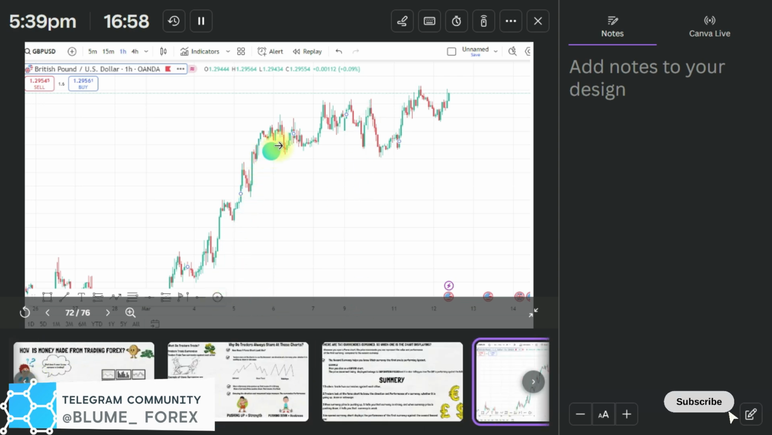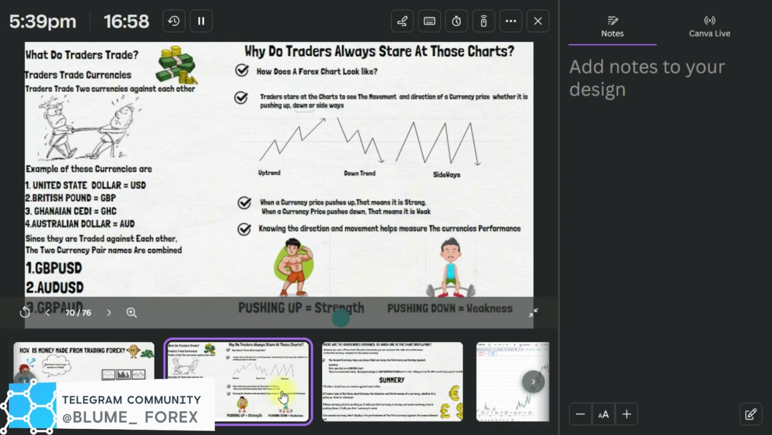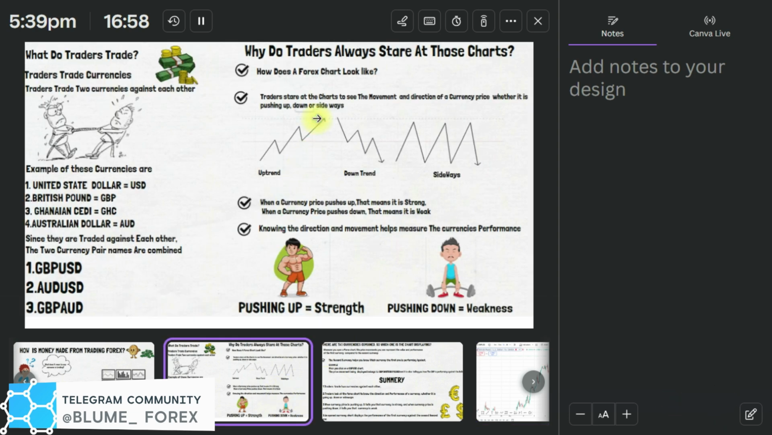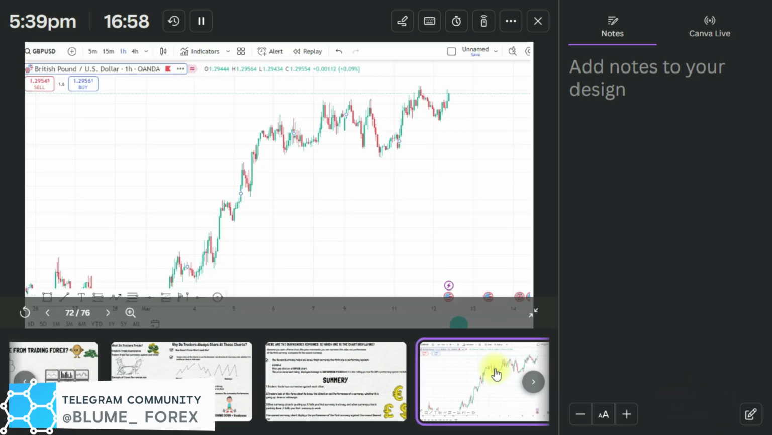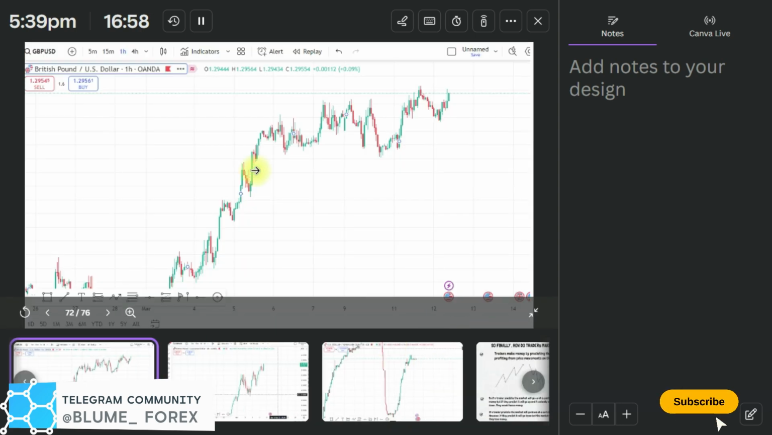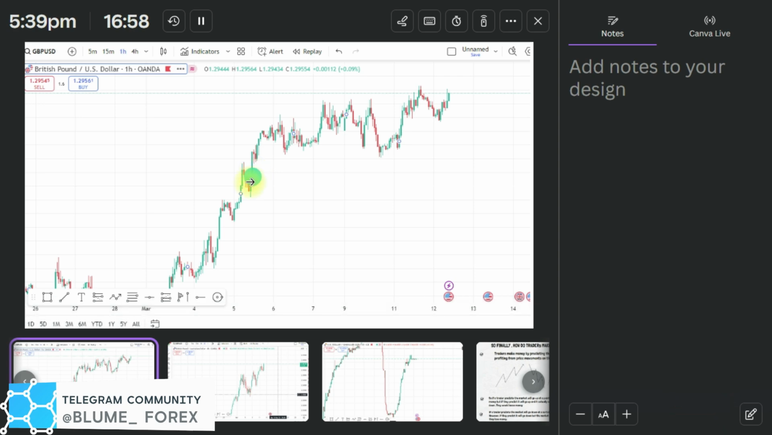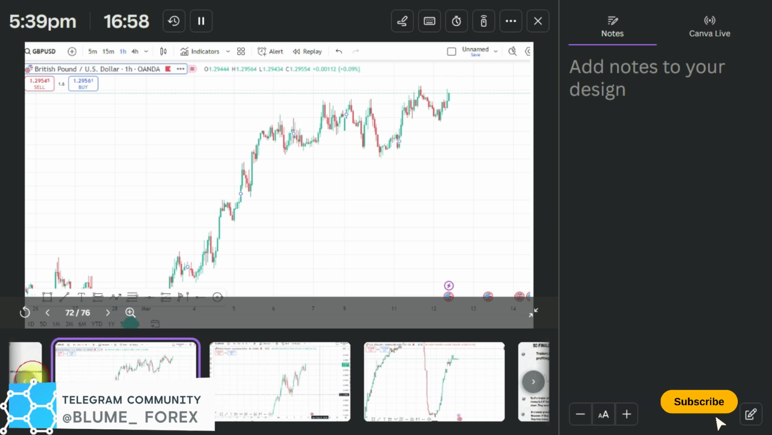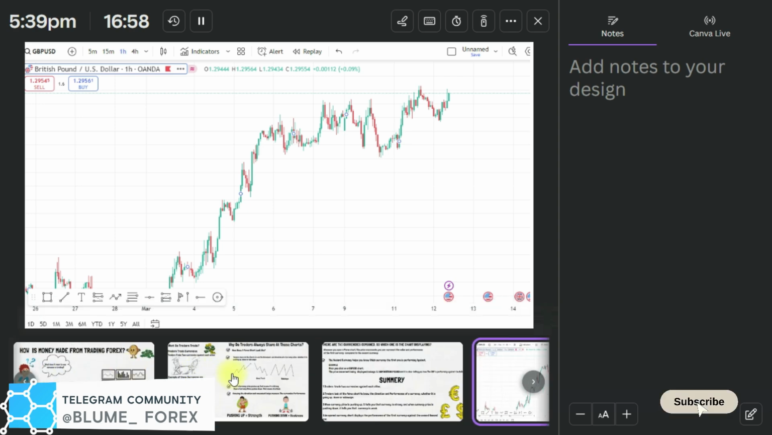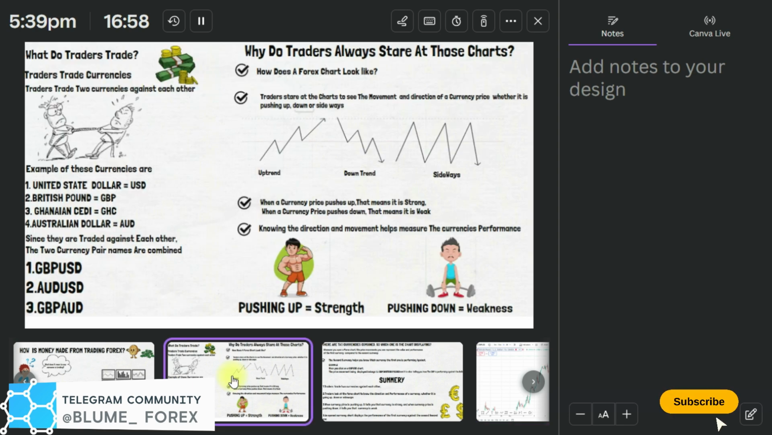So understand these red and green candle blocks are the currency price. Traders will stare at these charts to know whether the currency price is pushing up, pushing down, or sideways. So this chart is what will inform a trader whether the specific currency he's trading is pushing up, pushing down, or moving sideways. It gives a visual representation of the currency that the trader is trading.